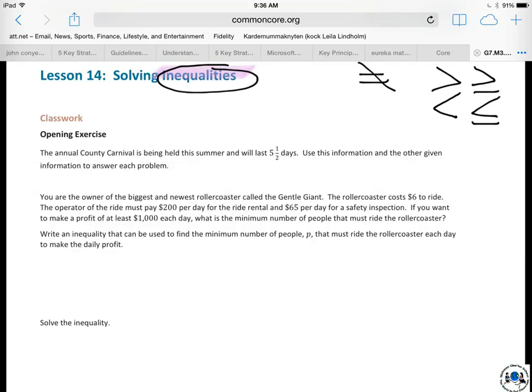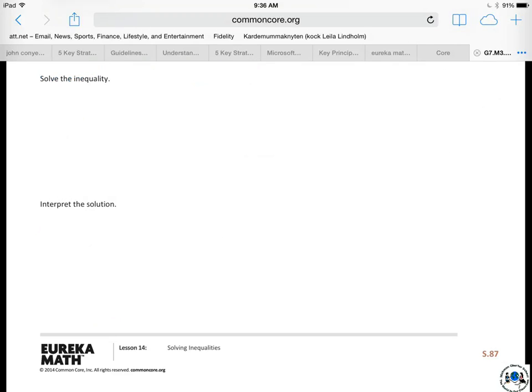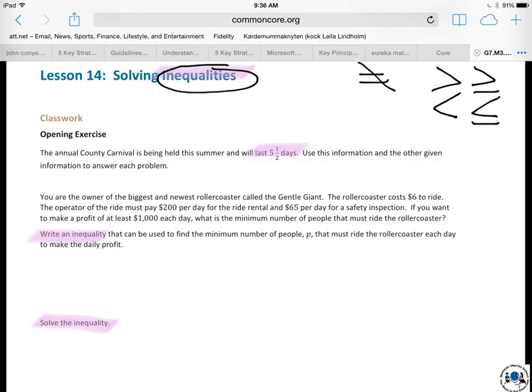The annual county carnival is being held this summer and will last 5.5 days. Use this information and the other given information to answer each problem. We're going to take this step at a time, and I want you to come back and check after each step. First, you're going to write an inequality, then you're going to solve that inequality, and then you're going to interpret the solution. We'll do those one at a time. So here we go.